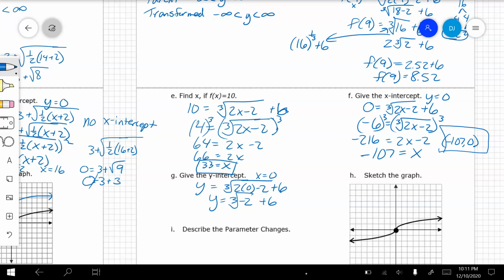There isn't a nice whole number for the cube root of negative 2. So we're going to end up with a decimal answer, and that is okay. So we're going to do the cube root of negative 2 on your calculator.